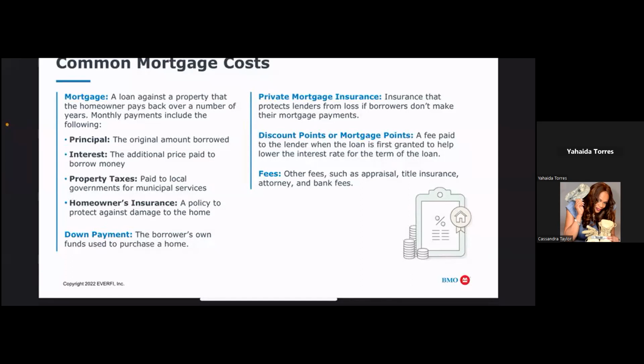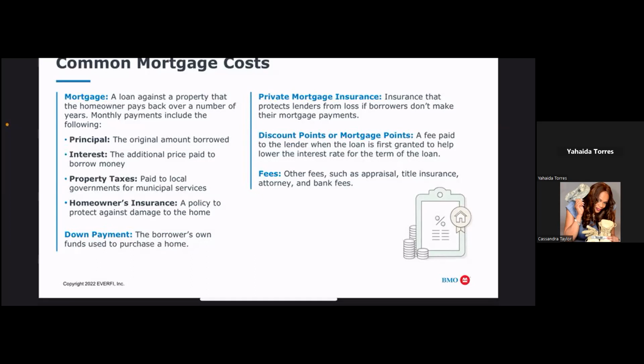A down payment is the money that you use from your own funds towards the purchase of a home. So if you have $10,000 in a bank to buy a home and you buy a house that's worth $100,000, you're going to put $10,000 down as a down payment, and then you're going to get a $90,000 mortgage.